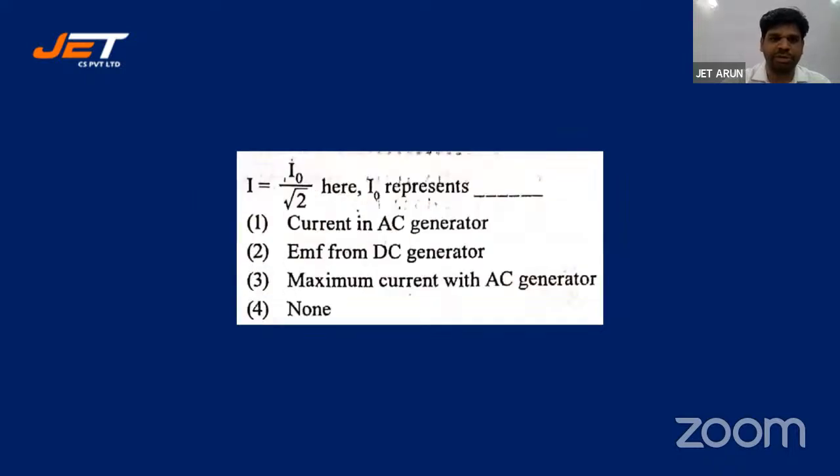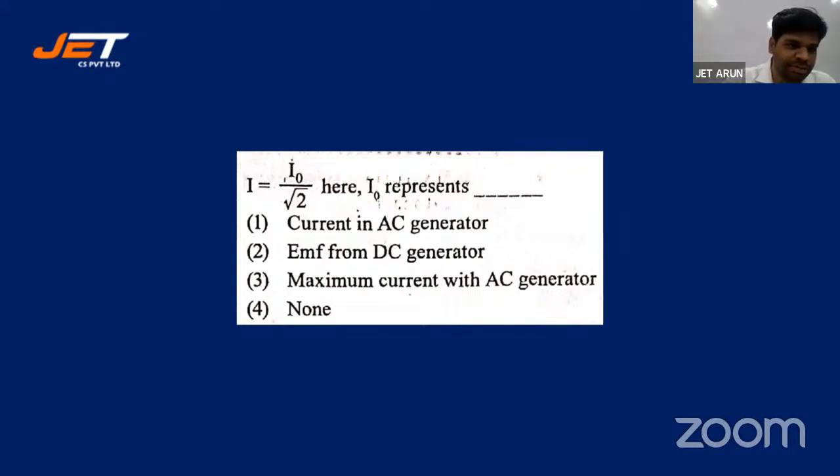Here I've got I is equal to I naught by root 2. Here in this equation, I naught represents current in AC generator, EMF in AC generator, DC generator, maximum current in AC generator, none. What is I naught? Okay. It's definitely current. It's not EMF. Okay, with the usual convention which we use, alphabets. All right. Priya, Abhiram, Sharon, Navneet.